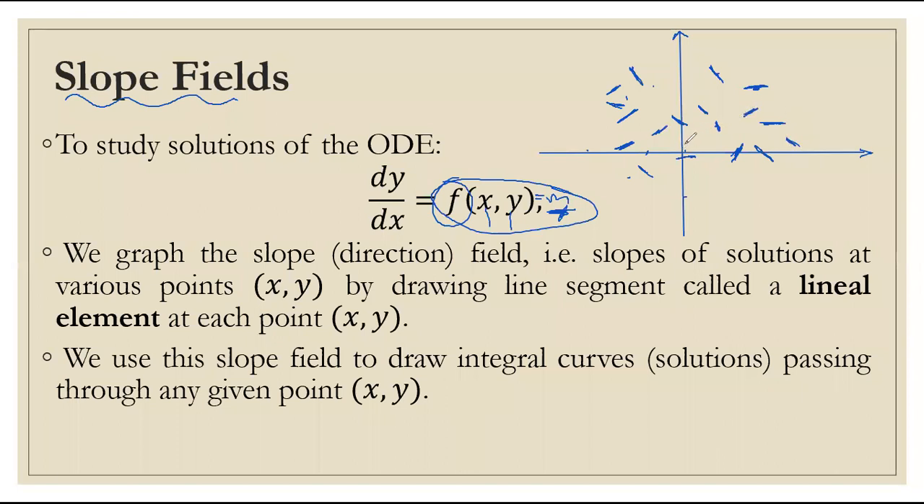I get the slope for each point from the function f. I call those line segments, which I draw, linear elements, and that for each point of your plane. And now this slope field will help me to draw the solution of the differential equation without solving it.